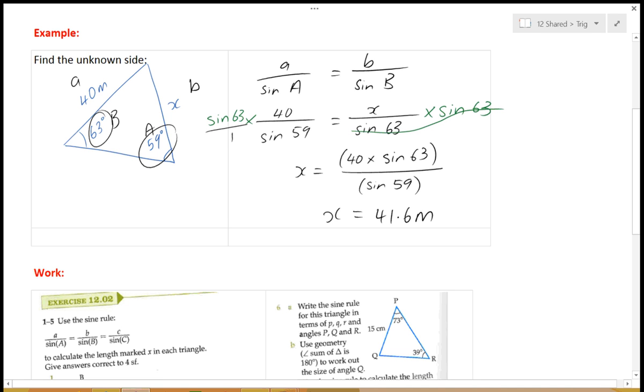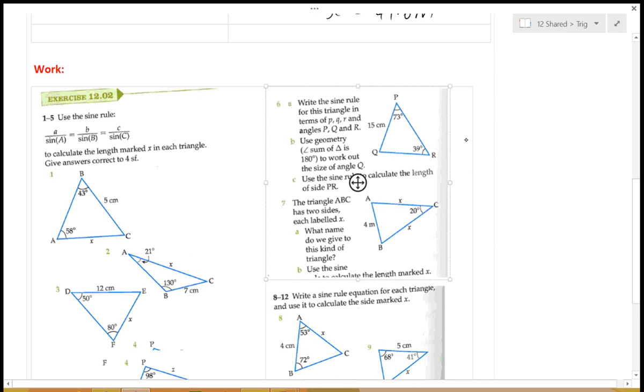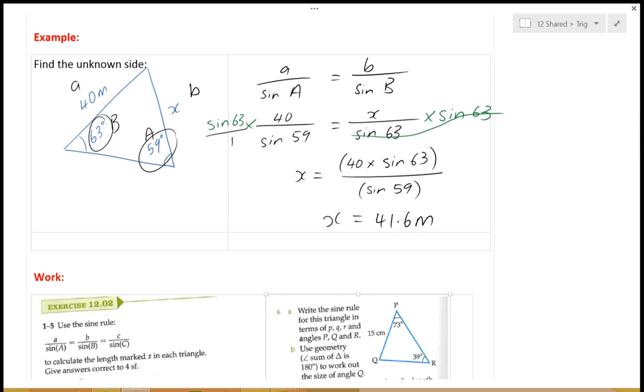Okay, so that's using the sine rule. There's some questions that you've got on your sheet underneath, so have a go at those.